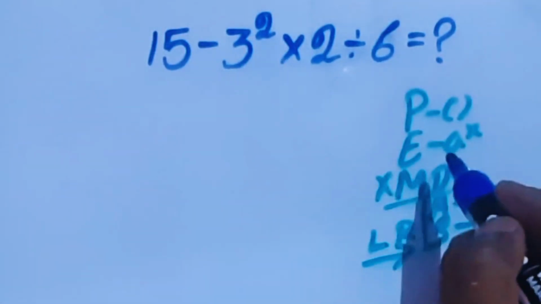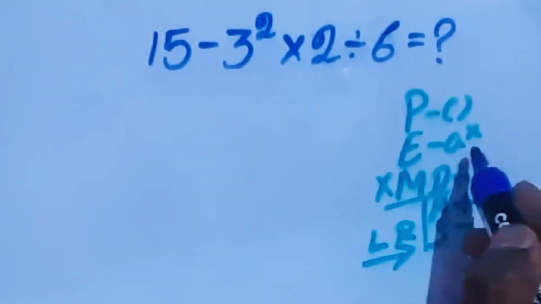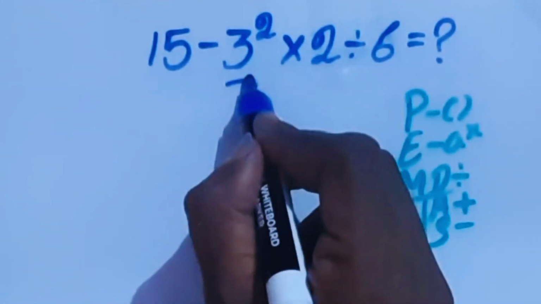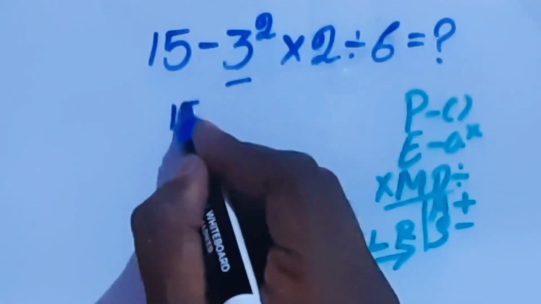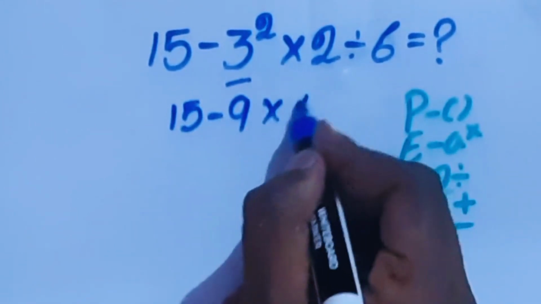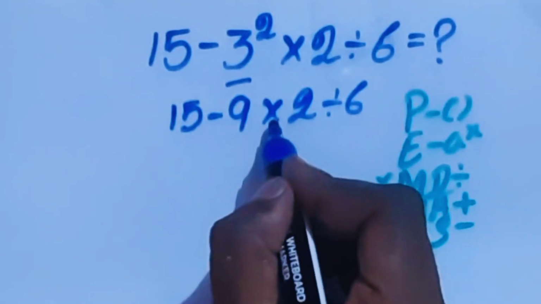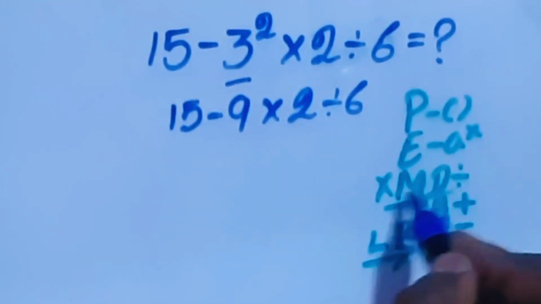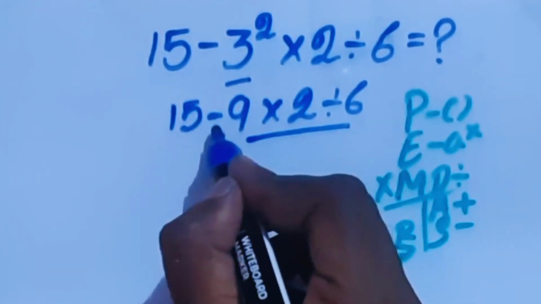Here, as per the order of operations PEMDAS, the bracket is the higher priority. We don't have a bracket in this problem. The next priority is the exponent. Here we have an exponent, so we have to do this 3 power 2 before the other operations. Here 15 minus 3 power 2 is 9, times 2 divided by 6. Here we have subtraction, multiplication and division. The next priority is multiplication and division, so we have to do the multiplication and division before the subtraction.